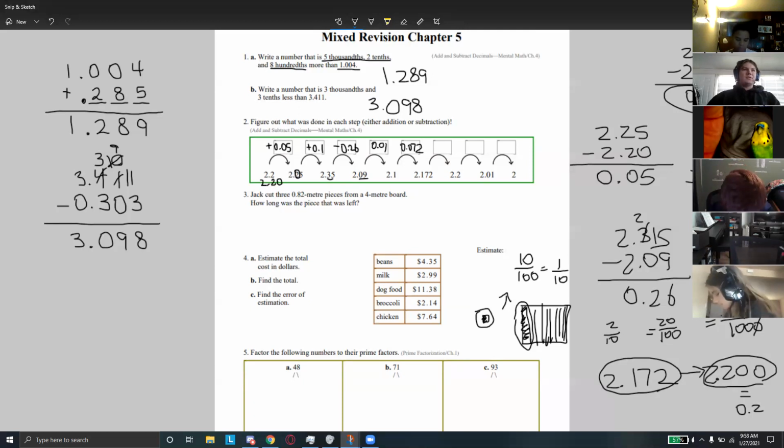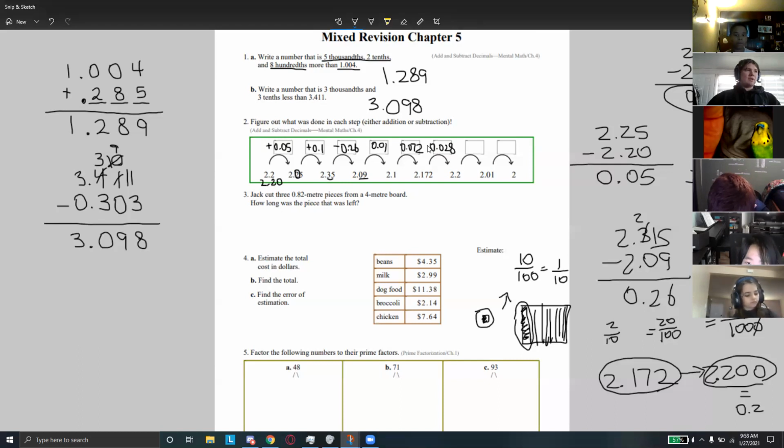So 0 minus 2, can't do it. 10 minus 2 is going to be 8. 9 minus 7 is going to be 2. 1 minus 1 is going to be 0. 2 minus 2 is 0. So 28 thousandths. And so we need to add 28 thousandths.